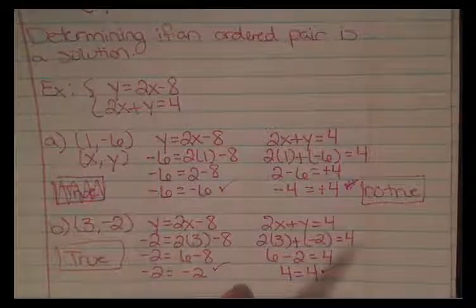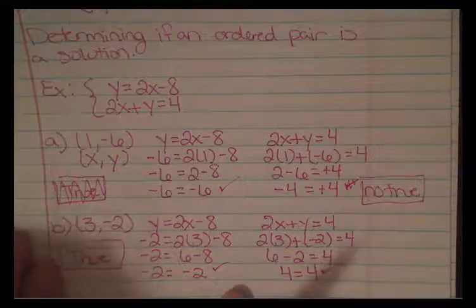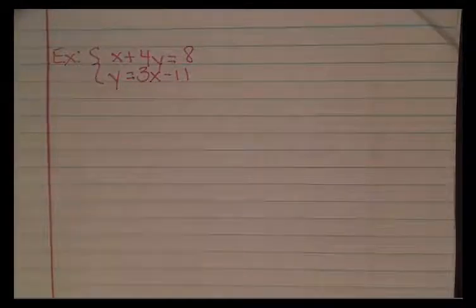Alright, let's do another example, and hopefully this time I can keep my negatives in check. Scroll up to the top. Okay, here's another example. Again, we're just going to determine if an ordered pair is a solution. So we have x plus 4y equals 8, and we have y equals 3x minus 11. So the first point is going to be 8, 0.